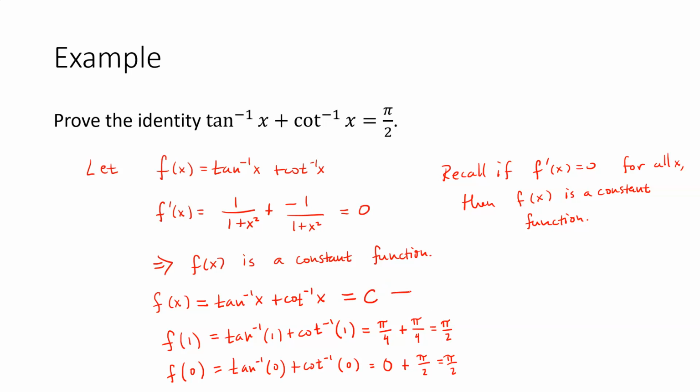So there we have it. Tan inverse of x plus cotangent inverse of x will equal pi over 2 for all x.